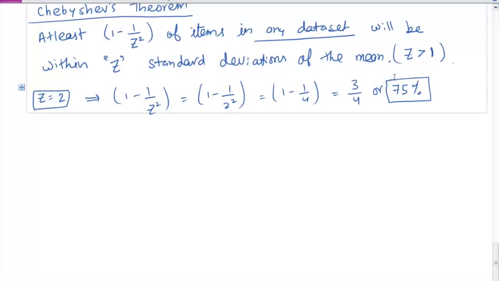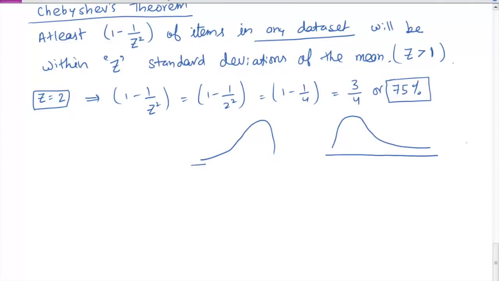So now if you reread this theorem using this number, you can say at least, so 1 minus 1 by z square is now 75%. At least 75% of items in this data set, where z is 2, will be within 2 standard deviations of the mean. So this is the interpretation, and because it refers to any data set, that means whether your data is skewed, like if you have a positively skewed distribution or a negatively skewed distribution, it hardly matters.